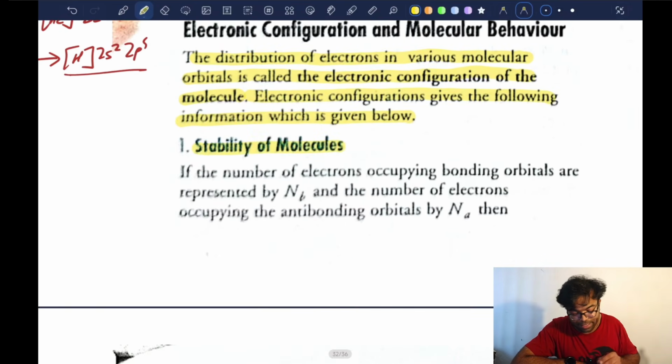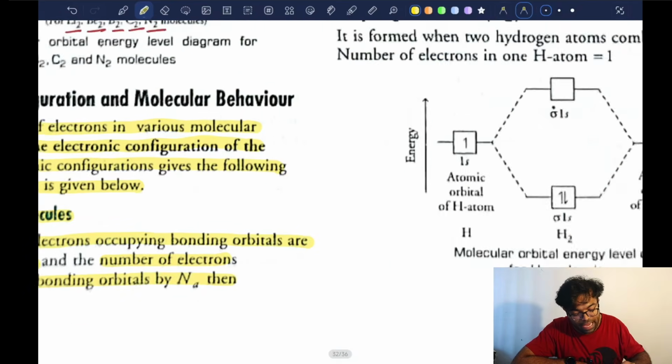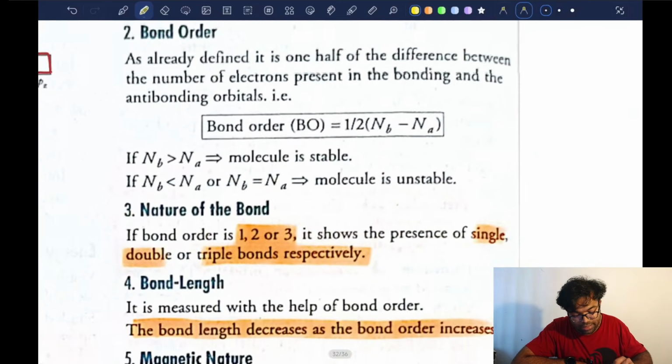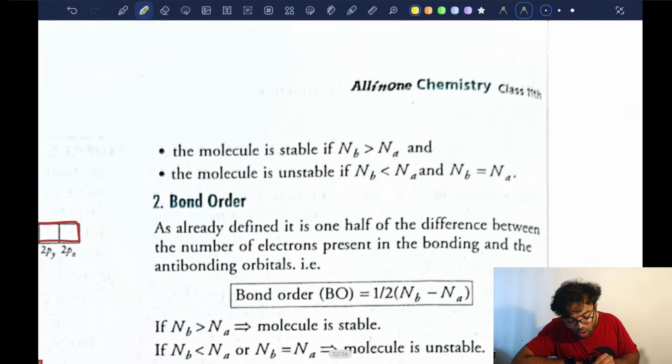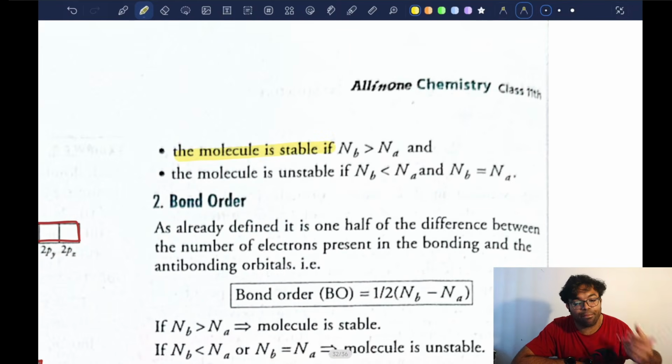First things first, the stability. If the number of electrons occupying the bonding orbitals is represented by Nb, and the number of electrons occupying the anti-bonding molecular orbitals by Na, then the molecule is stable if the number of electrons present in the bonding molecular orbital is greater than the number of electrons present in the anti-bonding molecular orbital.